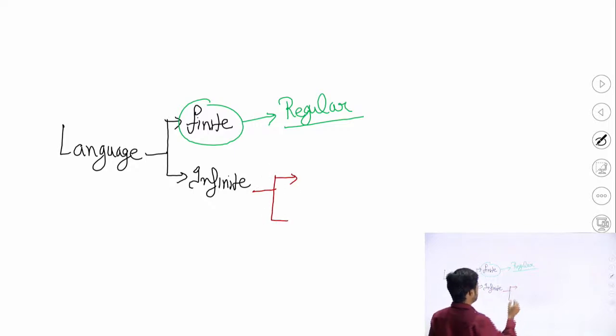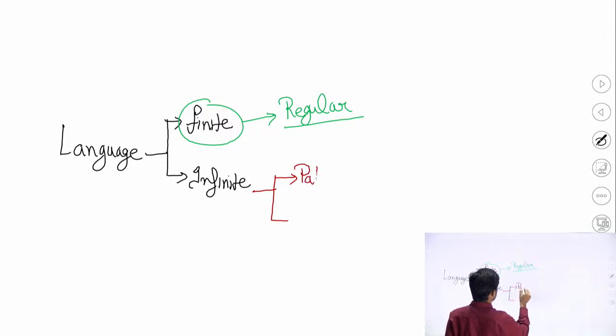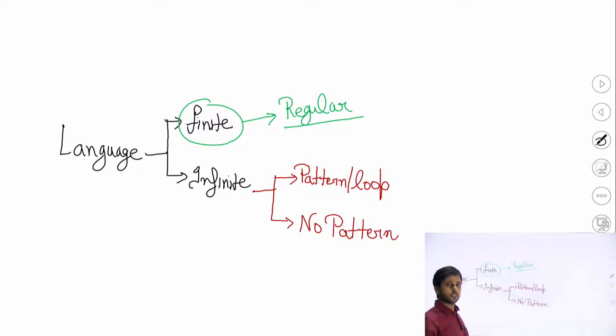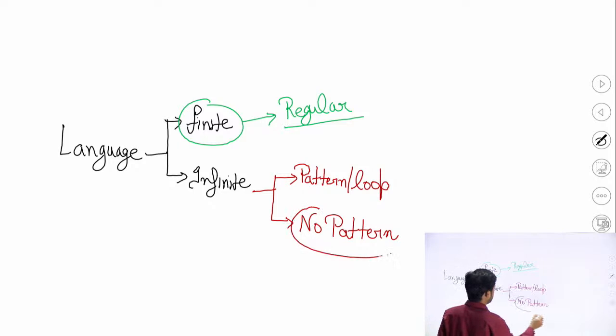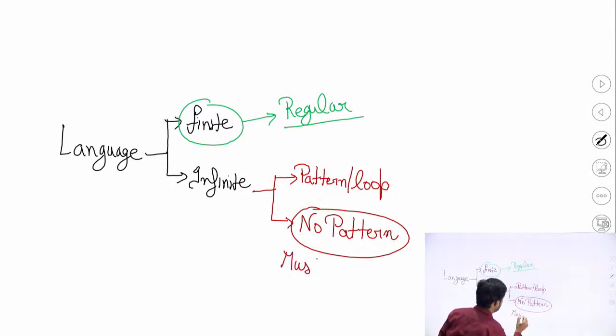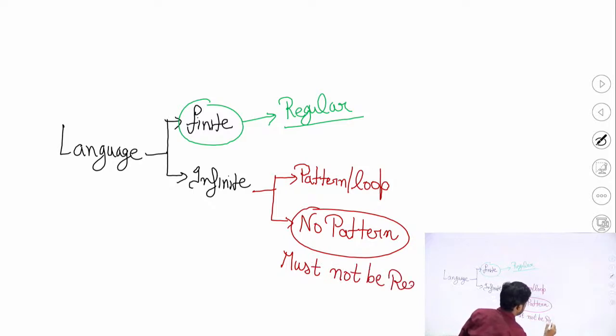In one, there is some pattern or loop, and there is one more situation in which there is no pattern. The language is infinite and there is no pattern. If there is no pattern, then definitely the language must not be regular.